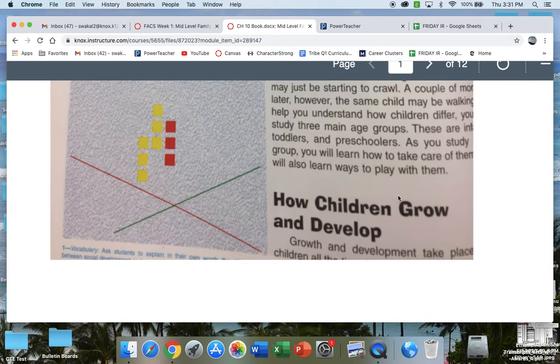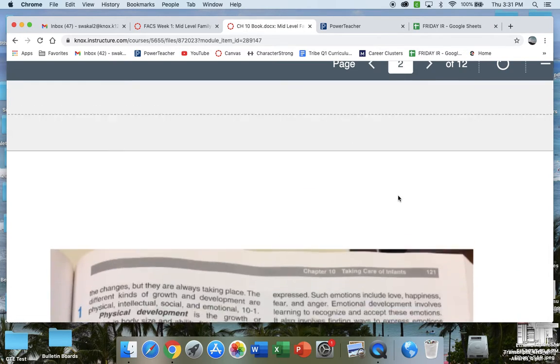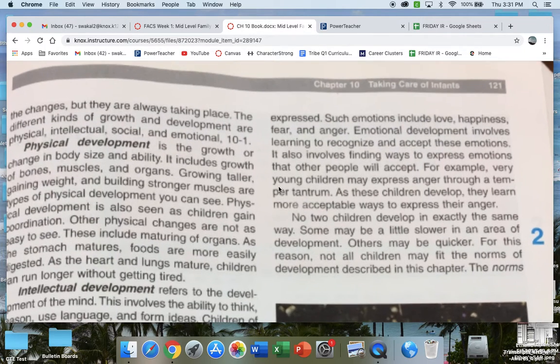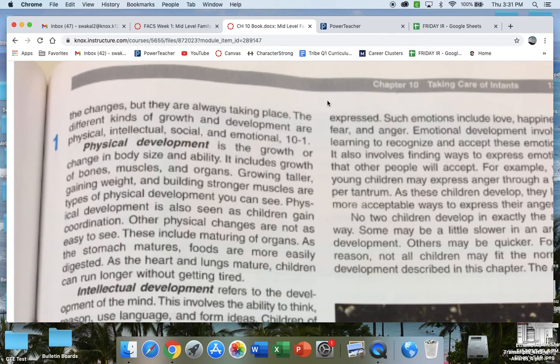Growth and development take place in all children all the time. You may not be able to notice the changes. Just scroll down to the next page. Oh, this page is much better. You may not be able to notice the changes, but they are always taking place.